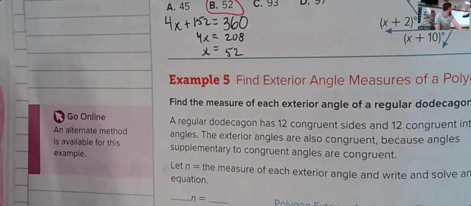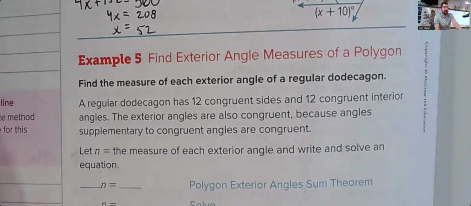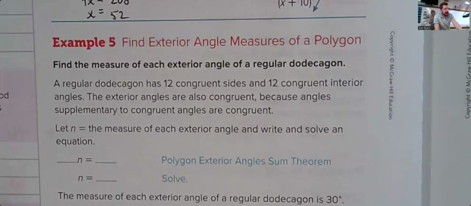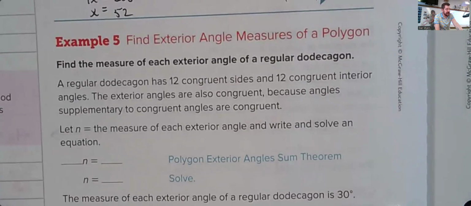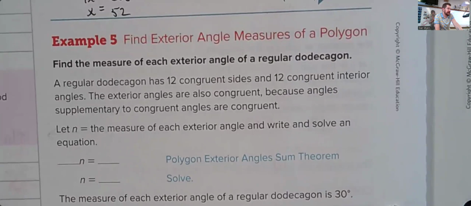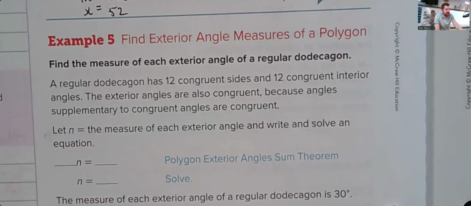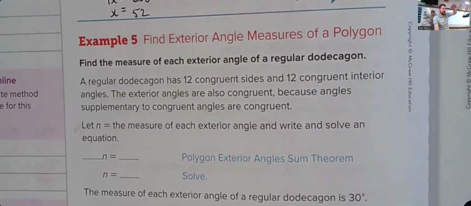Oh, wait. So let me set this up real quick. Find the exterior angle measures of the polygon. A regular dodecagon has 12 congruent sides and 12 congruent interior angles. The exterior angles are also congruent because it's regular, because angles supplementary to congruent angles are congruent. So exterior angles and interior angles are on a straight line, meaning that they're supplementary because they create a linear pair. I'll just go ahead and show you.